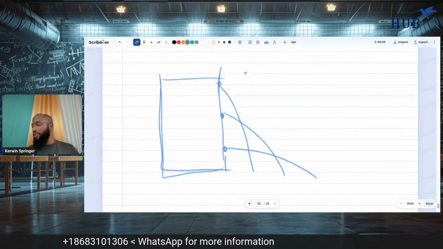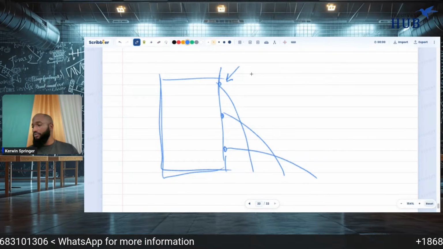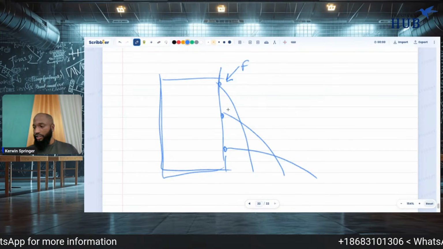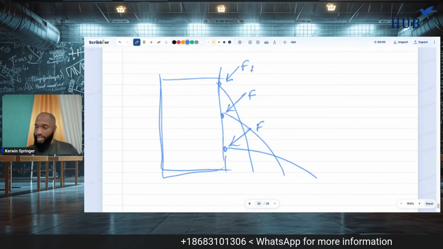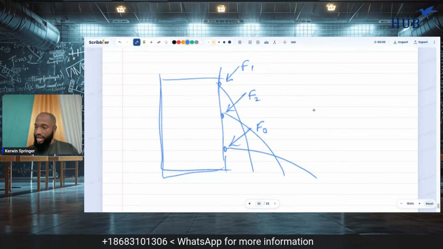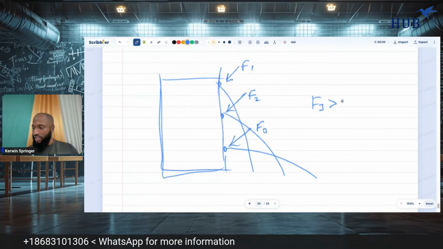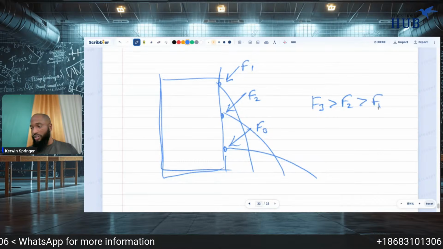So, and then you will mention that there's some force here, some force here, some force here. You can name this F1, F2, F3, and you will say F3 is greater than F2 is greater than F1. You all remember this, lab?